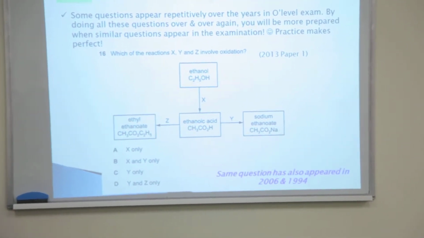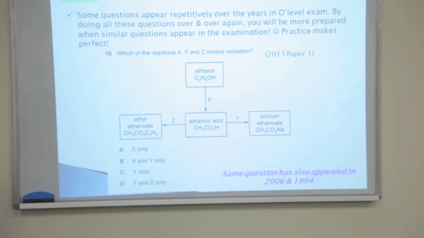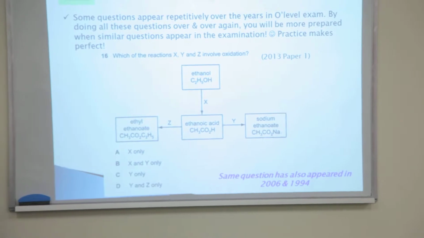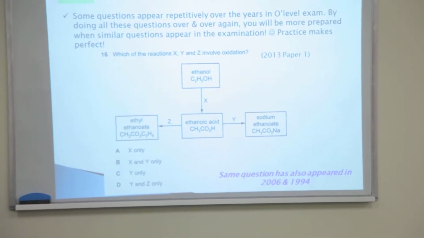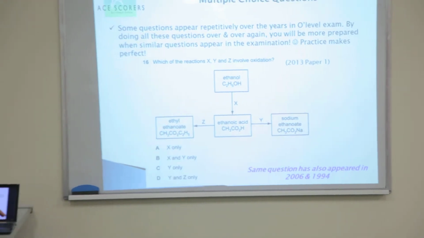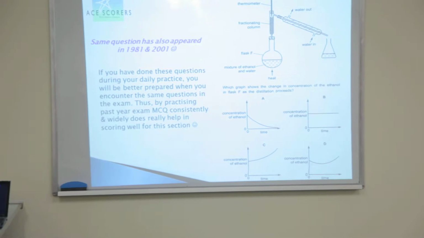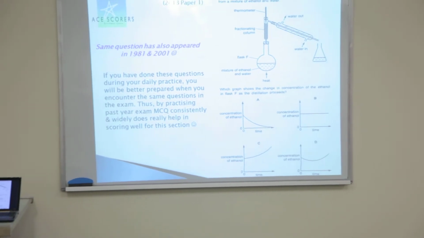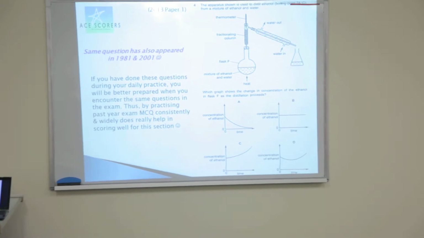If you were to look at this question, this is under organic chemistry. It has appeared in the year 2006, 1999 and 1994, and also appeared in 2013. Another example will be this. It's a question on separation techniques. It has appeared in 1981 and 2001.